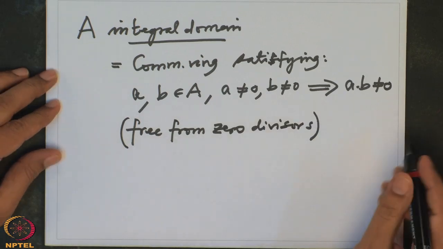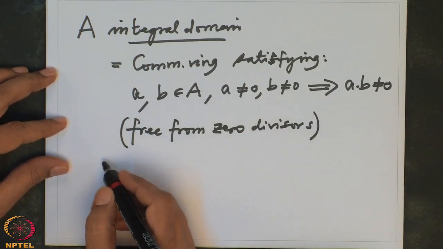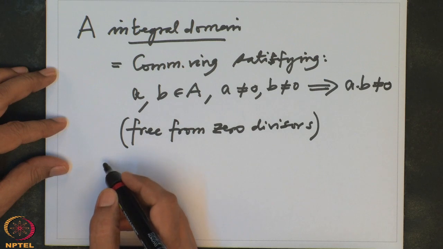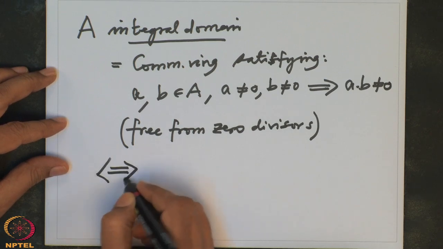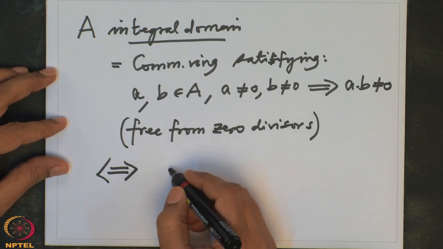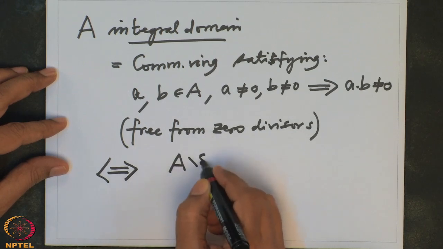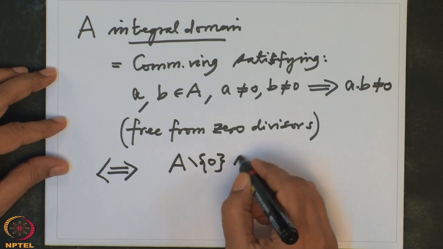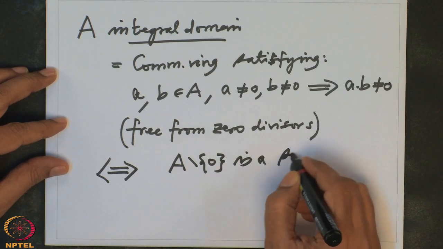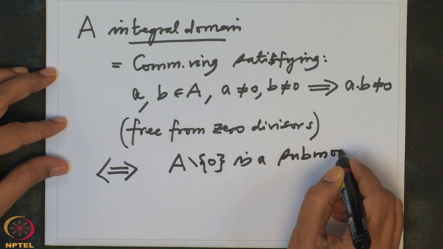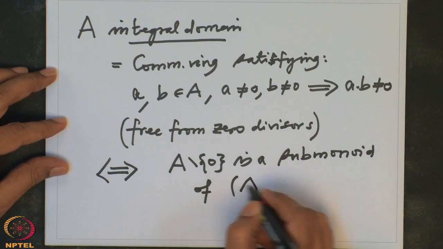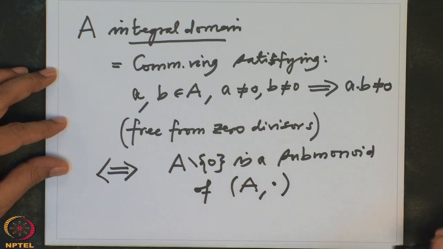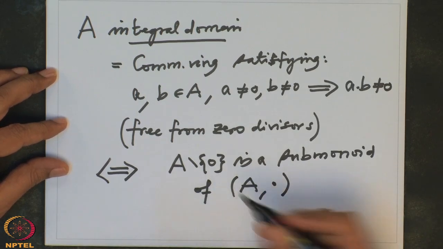Then you call it an integral domain. That you can test again by using the multiplicative monoid very easily. This is equivalent to saying if you take A minus 0, this is a submonoid of the multiplicative monoid A dot. Under the multiplication it is a submonoid.